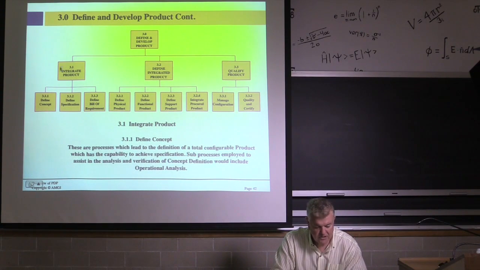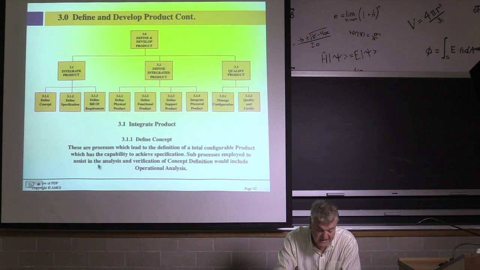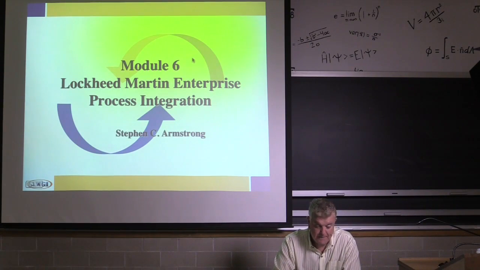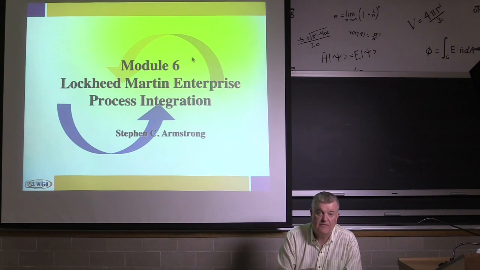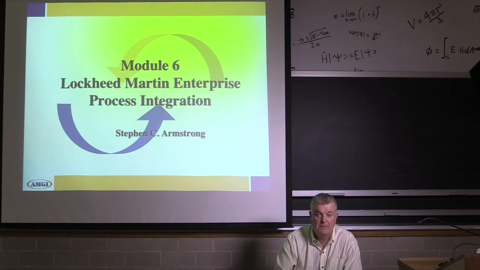And so the main sub-process: integrate the product, all the components of the product, define the integrated product itself, and then qualify the product. So they lead to the definition of the total configurable product, which is the capability to achieve the customer spec. Sub-processes employed to assist in the analysis of the concept would include operation analysis. Okay, this is part 3, and I have greater detailed presentations on these that I might create specialty videos with.